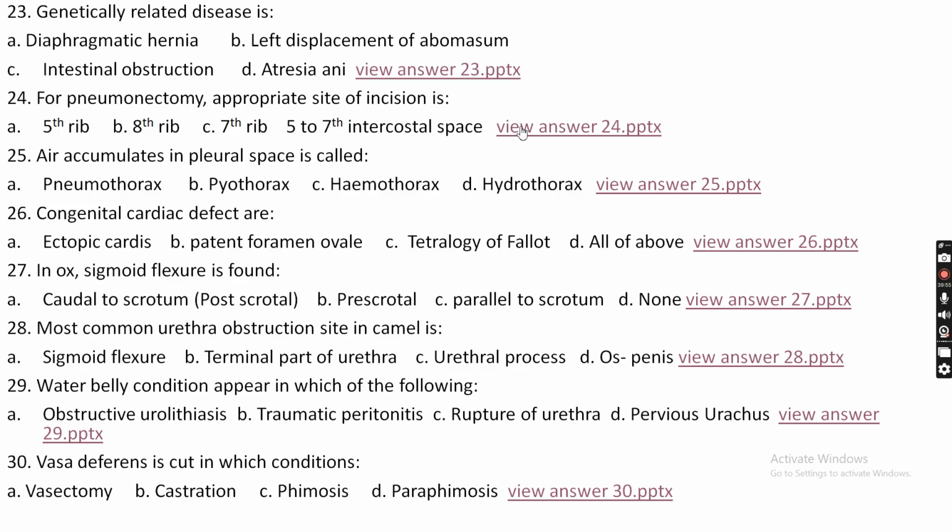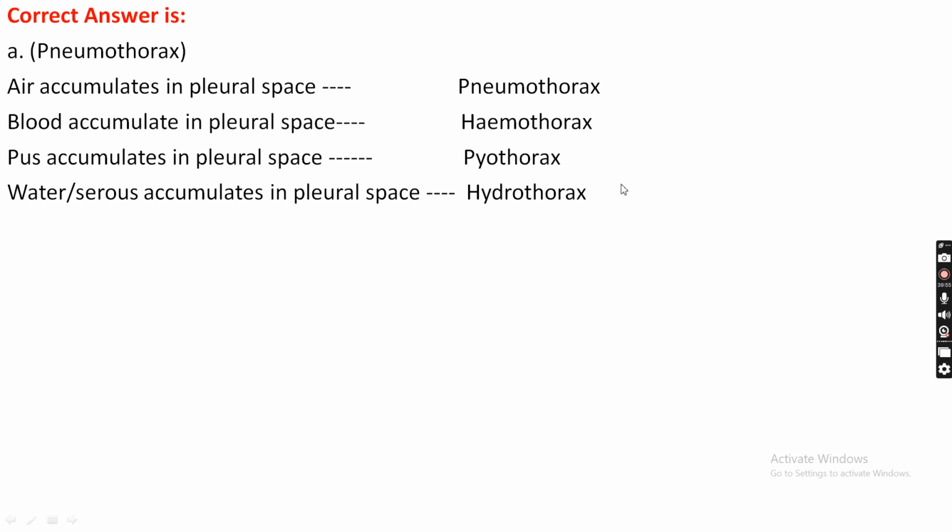Okay. Question number 25. Air accumulation in the pleural space is called: option A, pneumothorax; option B, pyothorax; option C, hemothorax; option D, hydrothorax. The right answer is option A, that is pneumothorax. The term pneumo itself implies air, okay? Air accumulates in the pleural space: pneumothorax.